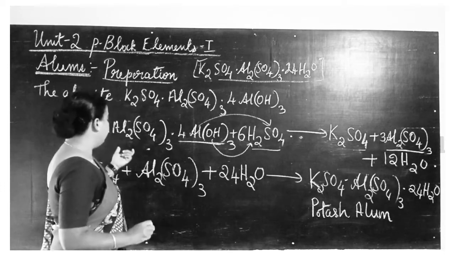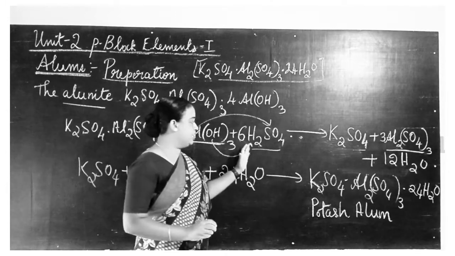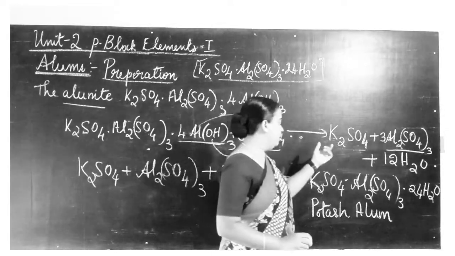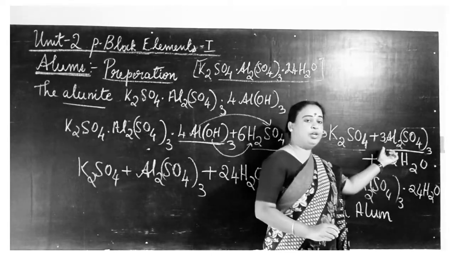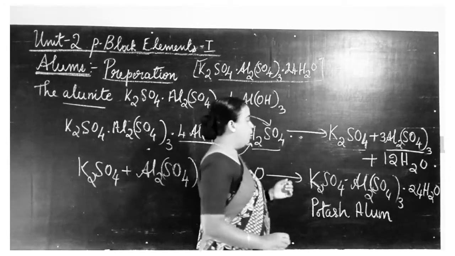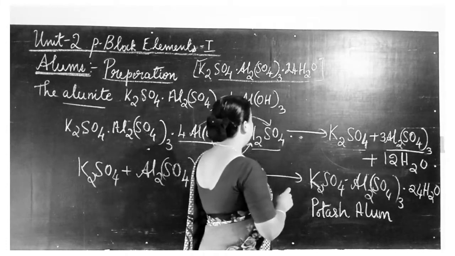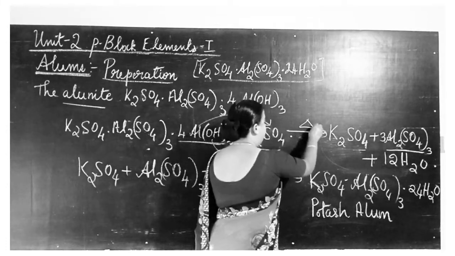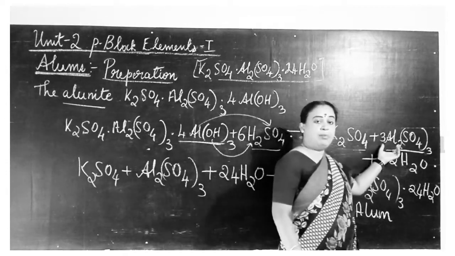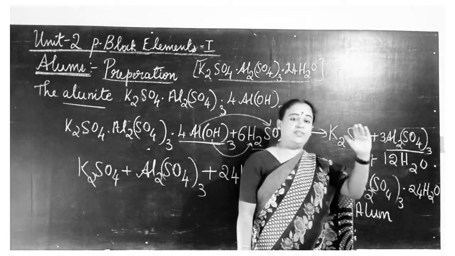From this reaction it is very clear that alunite combines with 6 molecules of sulfuric acid to form potassium sulfate, 3 molecules of aluminium sulfate and 12 molecules of water. Now this is a hot solution because we are heating alunite with sulfuric acid. In the solution, more aluminium sulfate is there compared to potassium sulfate. That means potassium sulfate is a bit less.